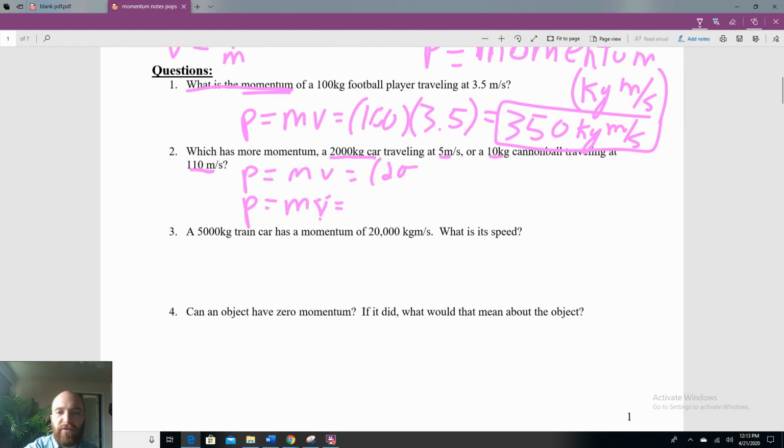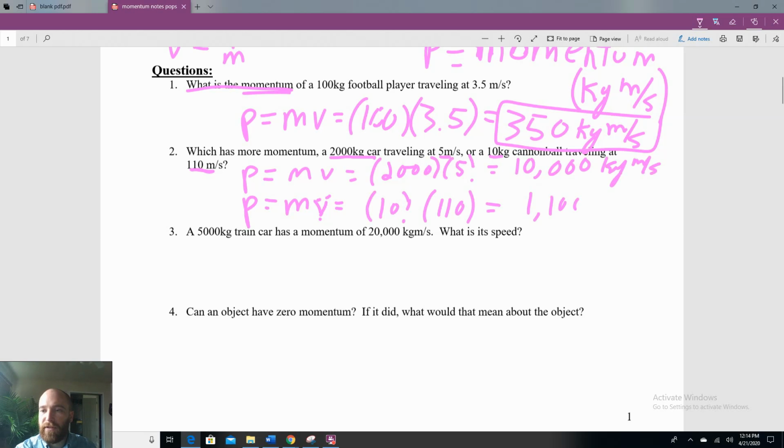So the car had a mass of 2,000 kilograms and a speed of 5 meters per second. When you multiply those two, I think you get a value of, I got 10,000 kilogram meters per second. Then for the cannonball, it had a mass of 10 and a speed of 110 meters per second. And when you multiply those two numbers, I got 1,100 kilogram meters per second.